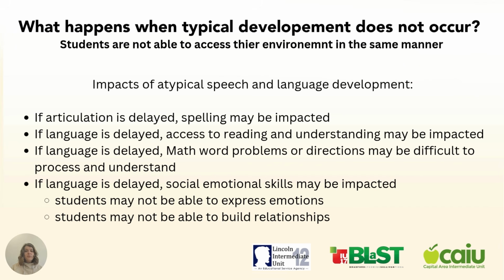Next, we're going to move into what happens when typical development does not occur. When typical development does not occur, students are not able to access their environment in the same manner. Think about all of the areas we just talked about and what that impacts when it comes to learning. If articulation is delayed, your spelling may be impacted. So when we have those errors in articulation, sometimes students carry that into their spelling. Sometimes they don't. That just depends on the student. But that can be one of the things that we see if articulation is delayed.